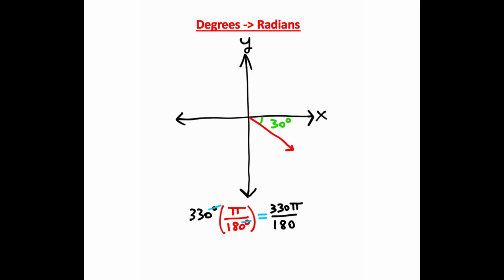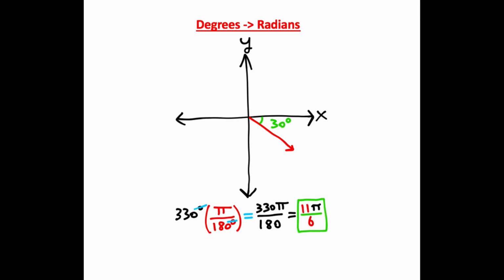What you'll end up with is this fraction, which is 330 pi over 180. And then you can reduce the 330 and the 180 to get 11 over 6. Pi is going to be the unit that carries through right here. That's a general introduction to trigonometry.